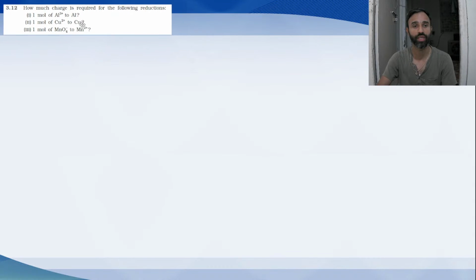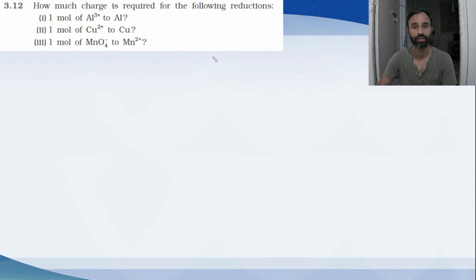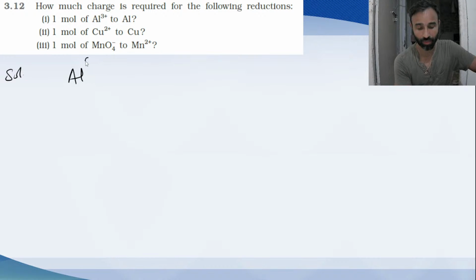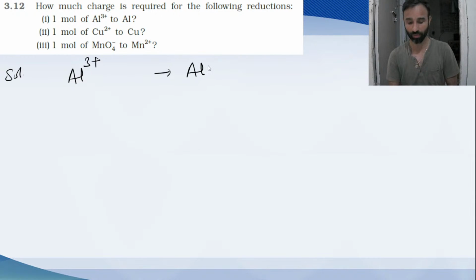Now, next, question number 12. The 12th question is very easy. See, how much charge is required for the following reductions? First part is 1 mole of Al3 plus to Al. To convert Al3 plus into Al, how many electrons does it gain? Tell me, number of electrons gained by aluminium.